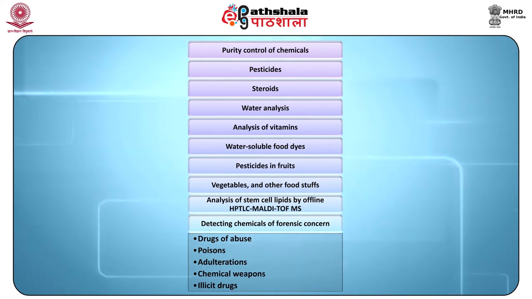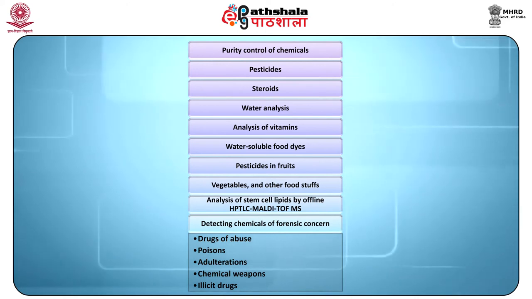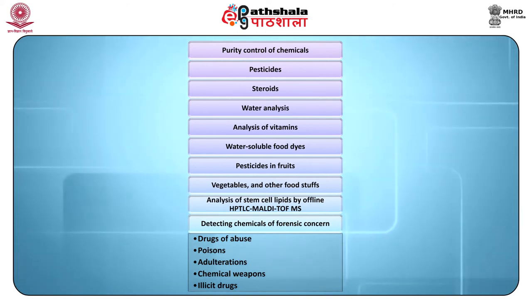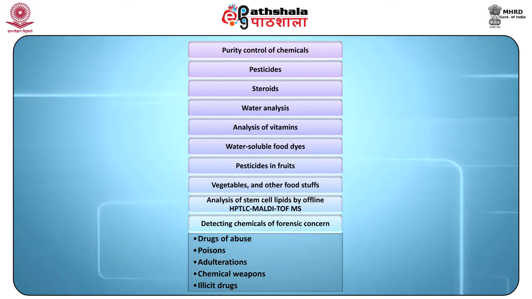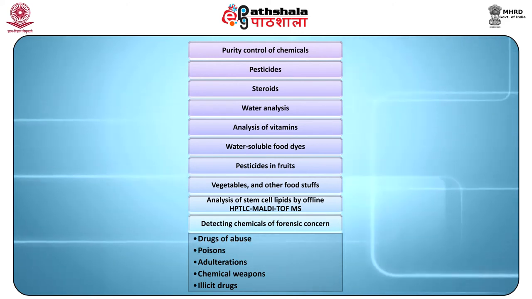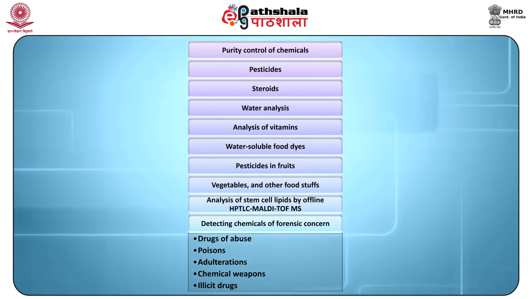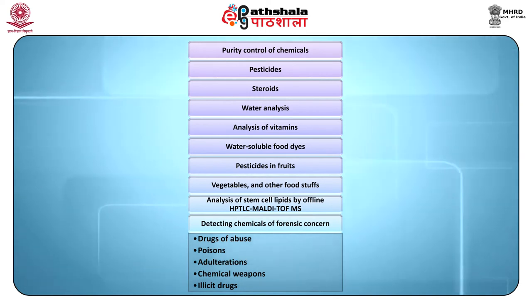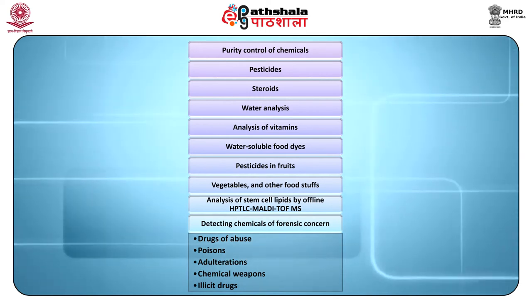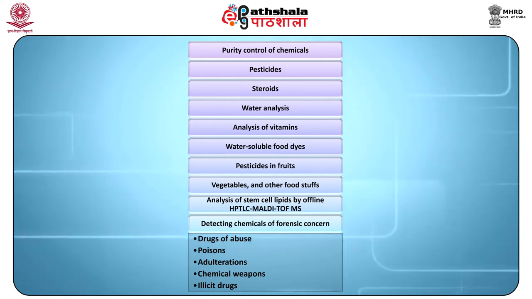HPTLC is also widely used for the analysis of vitamins, water-soluble food dyes, and pesticides in fruits, vegetables and other foodstuffs. The analysis of stem cell lipids by offline HPTLC MALDI-TOF MS. HPTLC is useful in detecting chemicals of forensic concern, including drugs of abuse, poisons, adulterations, chemical weapons, and illicit drugs.